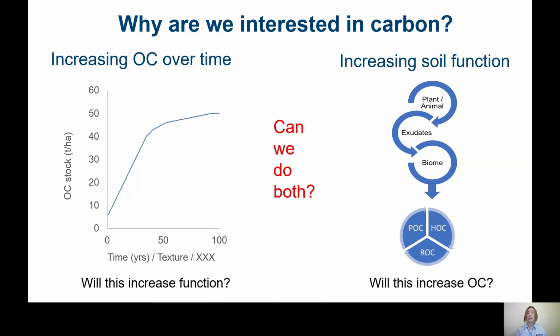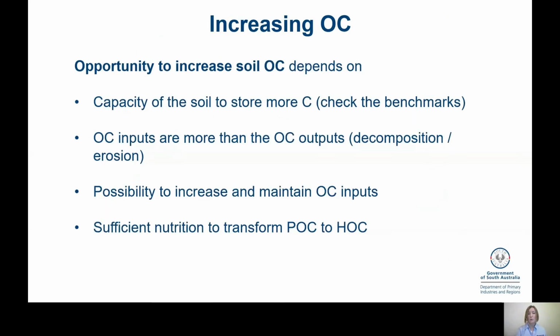So we need to really, in everybody's idea, just have an idea of why we're interested in carbon and what our option is of doing this. So when we're talking about increasing carbon, we're thinking about the opportunity to increase carbon, and we go back to the capacity of the soil to store and protect more carbon. So again, this goes back to what the texture, that potential of your soil is, the mineralogy, the texture. You can use those benchmarks to get you an idea of where you sit on the scale of things.